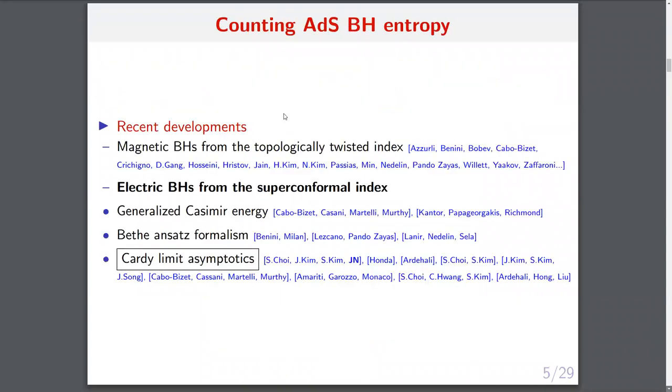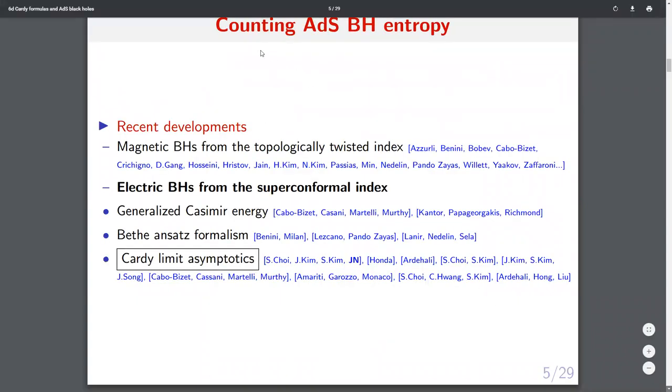So recently, there has been a substantial development about counting AdS black hole entropy from the dual index. It was first initiated from the magnetic black holes from the topologically twisted index, and it is extended to counting electric black holes from the superconformal index. There are several parallel ways for studying this in electric black holes, for example, a generalized Casimir energy or Bethe-Ansatz formalism. But today, I want to focus on the studies based on the Cardy limit asymptotics of this superconformal index.